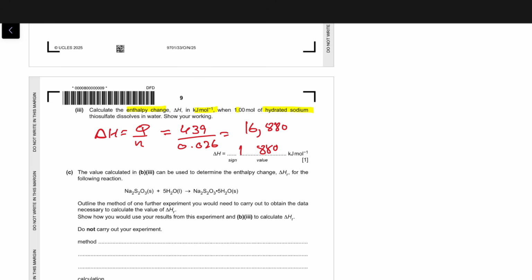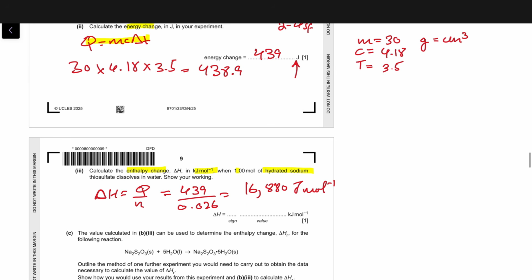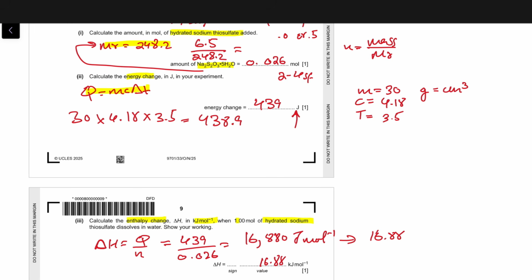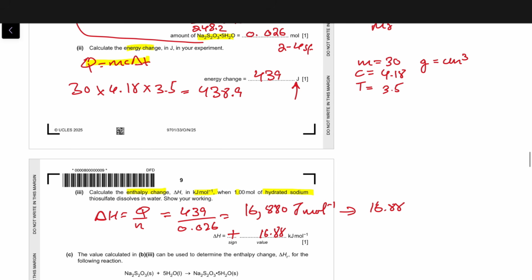Oh, sorry, right. I was about to leave it in joules per mole. Because our energy change was in joules, to make it into kilojoules we need to divide by 1,000. So we really have 16.88 kilojoules per mole. And it's asking us for a sign. Now, this should actually be a plus sign.